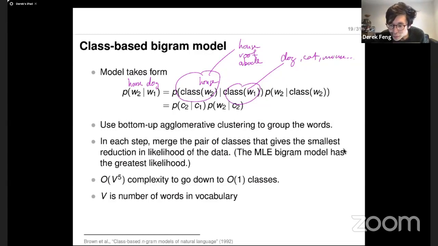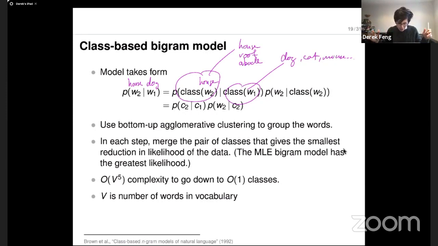Is a word only ever in one class, or do we allow a word to be in multiple? In this particular example, it has to be in one class. This is actually one of the problems with it. Obviously words have multiple meanings, but because you're doing a clustering, it's just a one-to-one assignment, which is really stupid, obviously. I'll show you an example in a little bit.